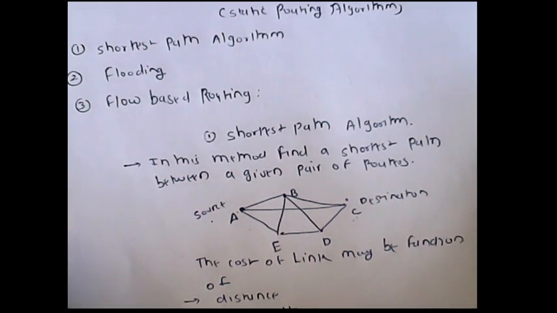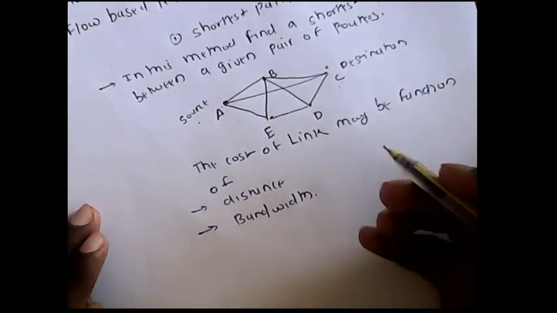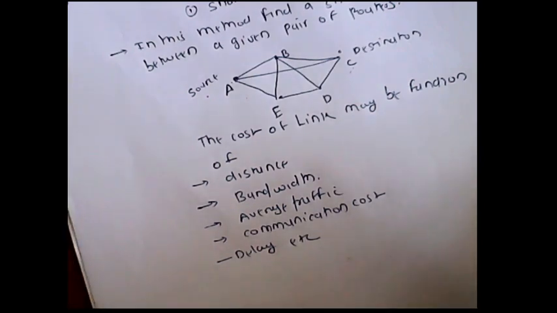The cost of the link may be a function of distance, bandwidth, average traffic, communication cost or delay, etc. So the cost of the link which is to be selected is a function of distance, bandwidth, average traffic, delay, or communication cost.